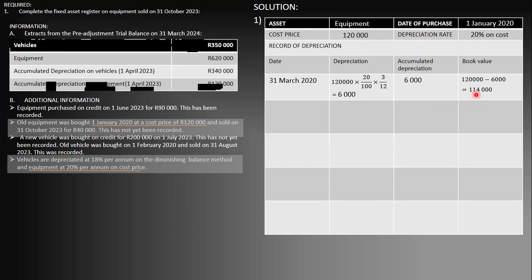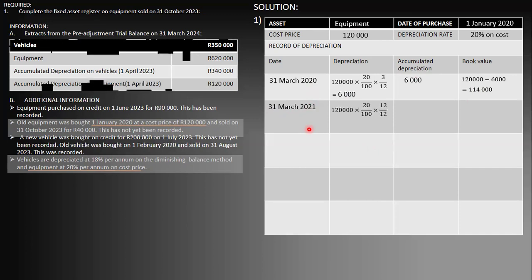And then this was the first financial year. Now we look at the second financial year of this equipment. And the second financial year ended on 31 March 2021, from 2020 to 2021, right? So that will be the end of the second financial year for this equipment.